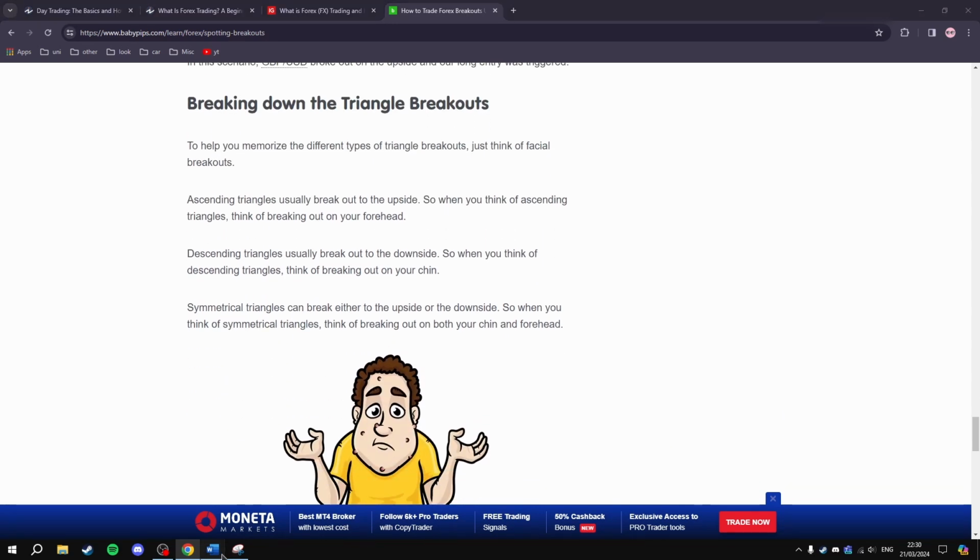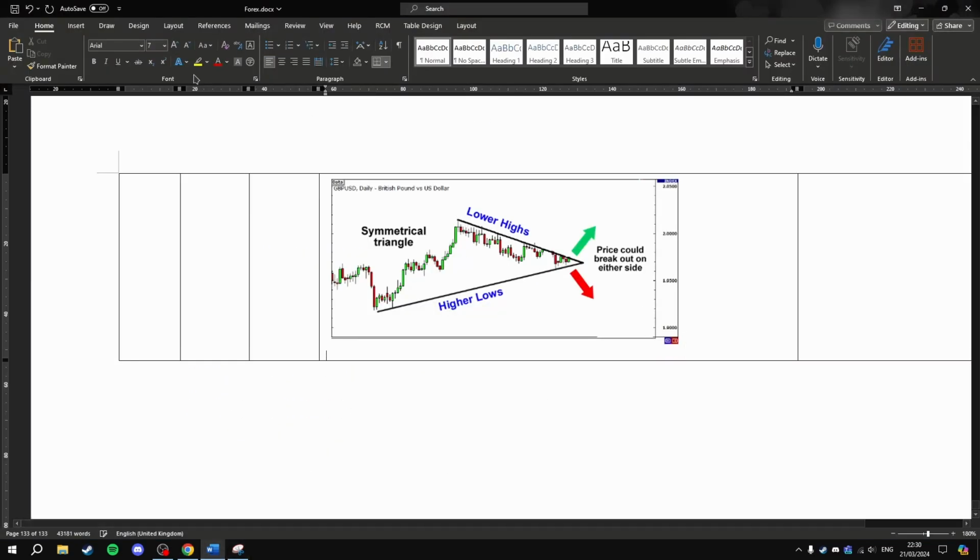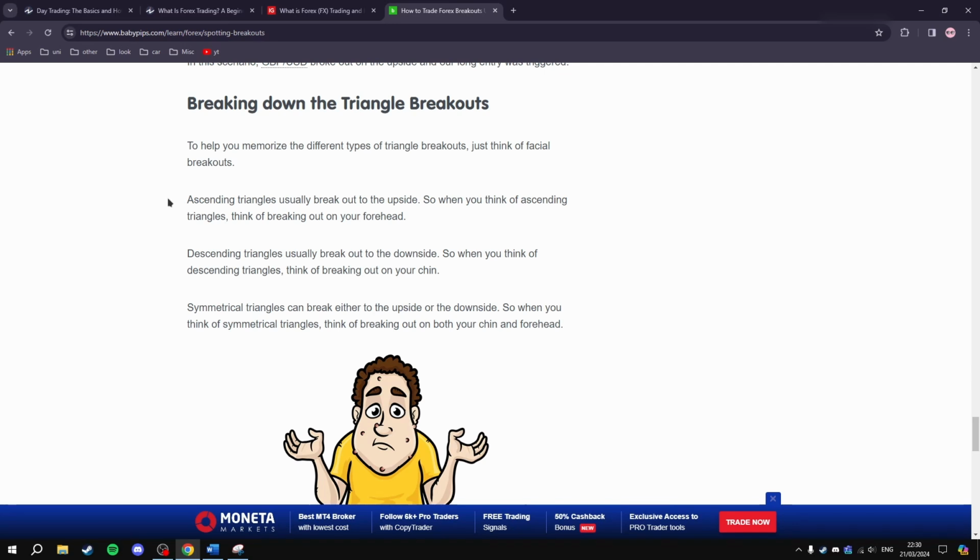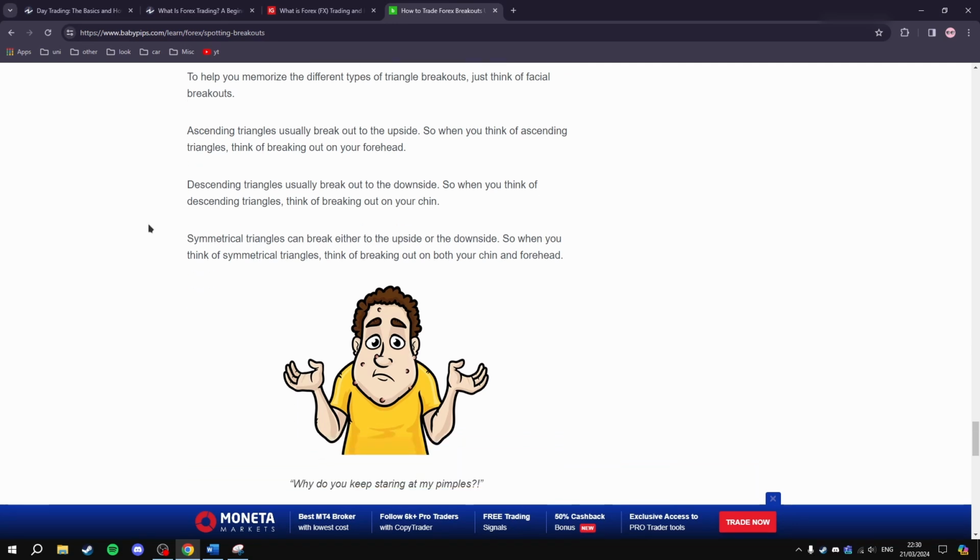Breaking down the triangle breakouts. To help you memorize different types of triangle breakouts, just think of facial breakouts. Ascending triangles usually break out on the upside, so think of breaking out on your forehead. Descending triangles usually break out on the downside, so think of breaking out on your chin. Symmetrical triangles can break out either to the upside or downside, so think of breaking out on both your chin and your forehead.